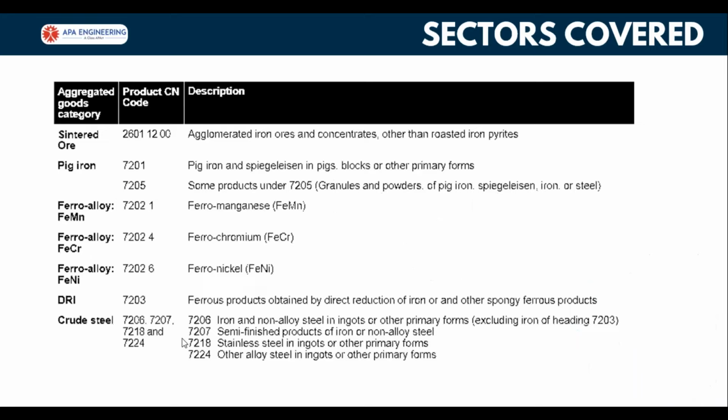And here's an example of the aggregated goods category and their product code and description which I have given. But I'm moving over due to the lack of time.